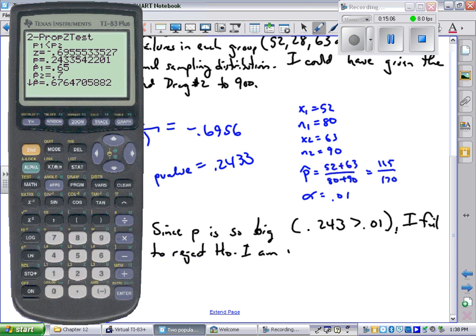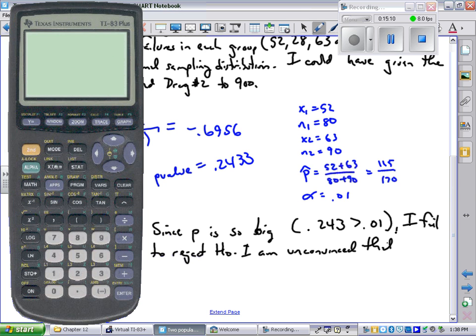I am unconvinced that drug number 2 works better than drug number 1. And I wouldn't do a confidence interval right here at this point to find out how much better it works, because I just told you I'm not convinced that it works better at all.